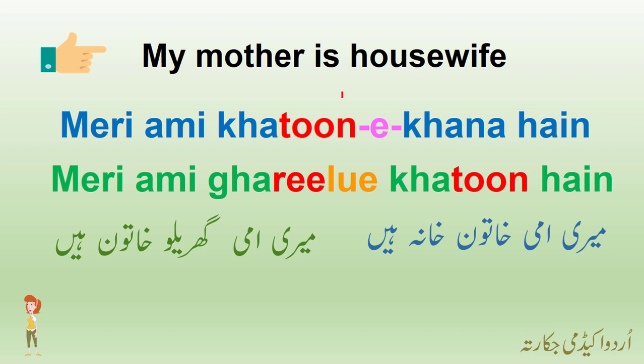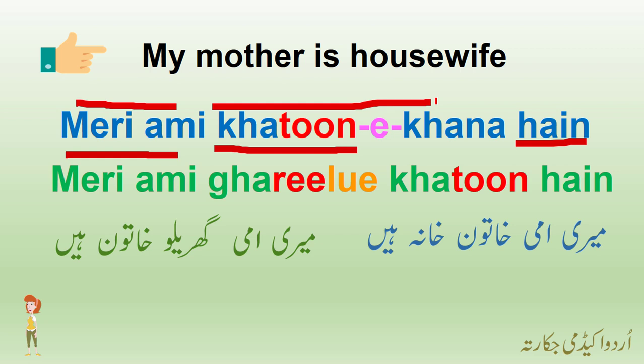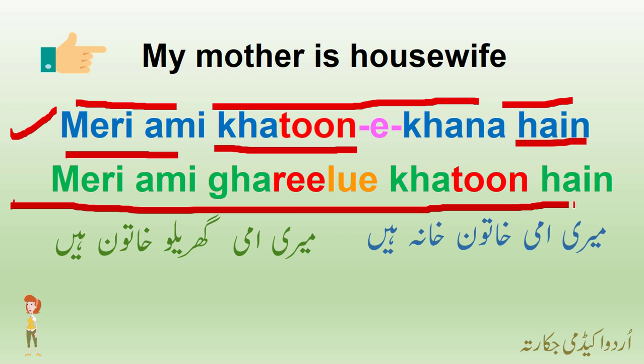Another way to say my mother is a housewife, meri ammi khatoon khana hain. Repeat with me, meri ammi khatoon khana hain. Maybe this is difficult. I have another one which is very common and formal. Meri ammi gharelu khatoon hain. Repeat with me, meri ammi gharelu khatoon hain. So if your mother doesn't work, just stays at home, you can say meri ammi gharelu khatoon hain.